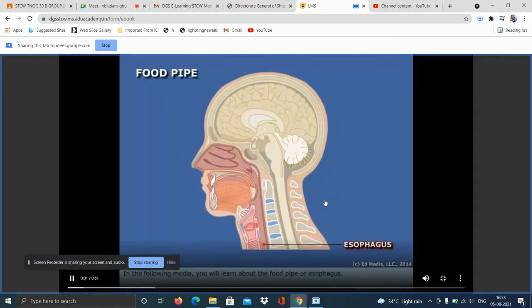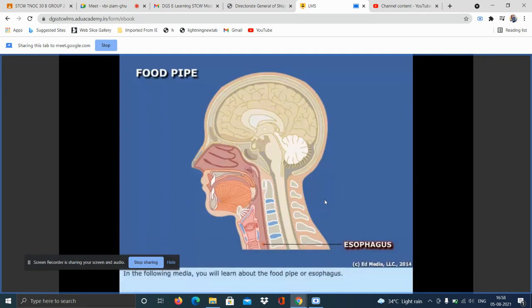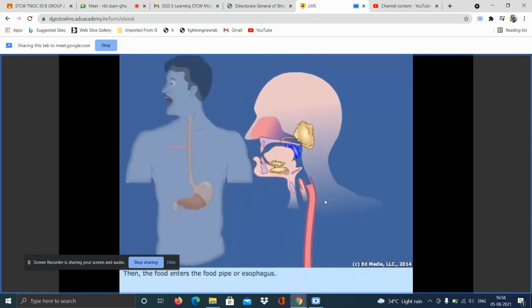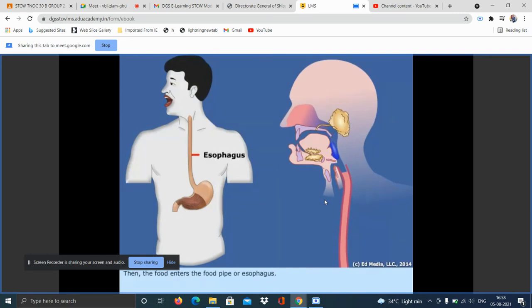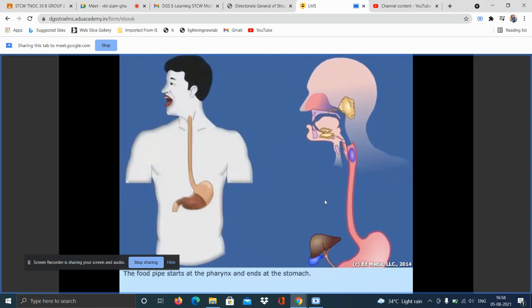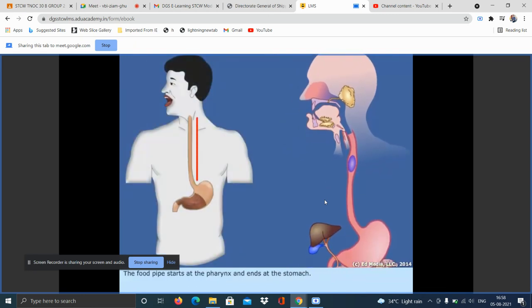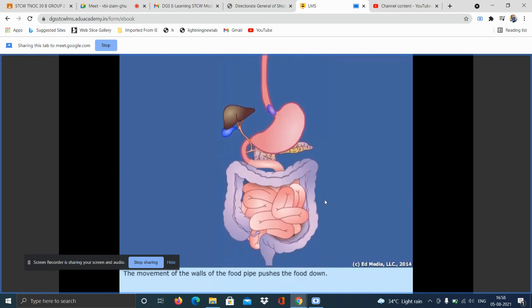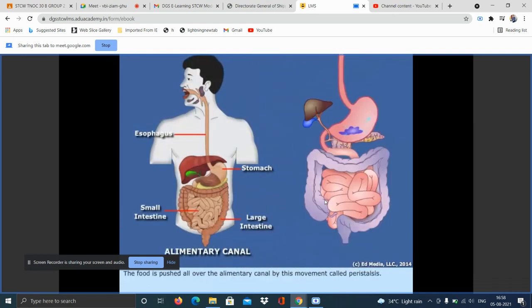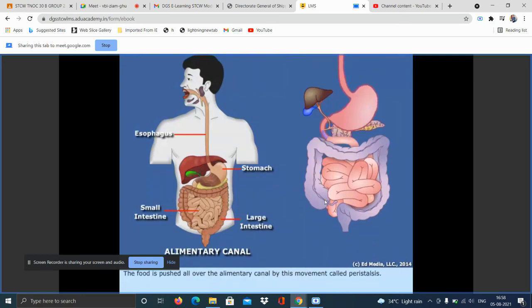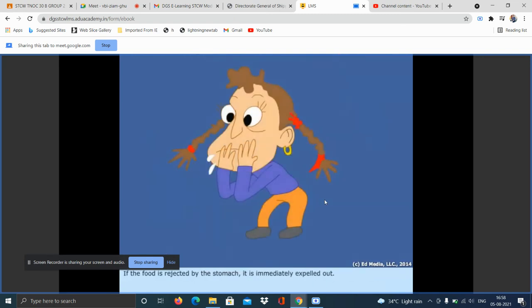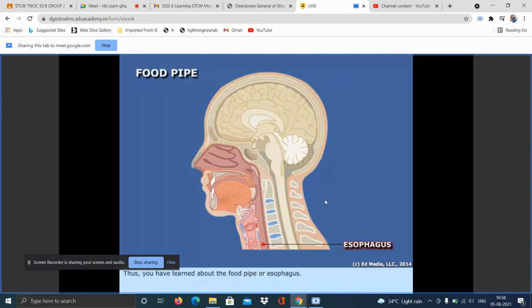In the following media, you will learn about the food pipe or esophagus. Food is chewed in the mouth. Then the food enters the food pipe or esophagus. The food pipe starts at the pharynx and ends at the stomach. The movement of the walls of the food pipe pushes the food down. Food is pushed all over the alimentary canal by this movement called peristalsis. If the food is rejected by the stomach, it is immediately expelled out. Thus you have learned about the food pipe or esophagus.